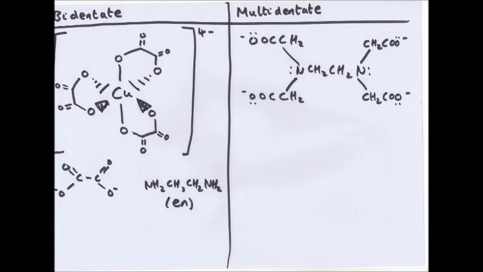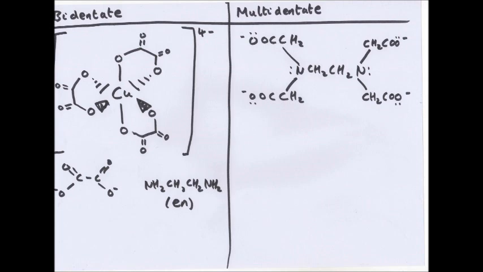And you need to know ethanedioate, and that is the COO- COO-. So it's basically like a dicarboxylic acid but without the H's. So remember, there's a negative charge on them, so they will affect the charge of the complex.